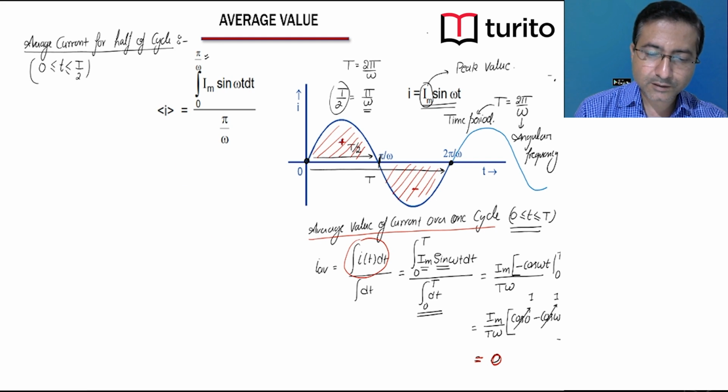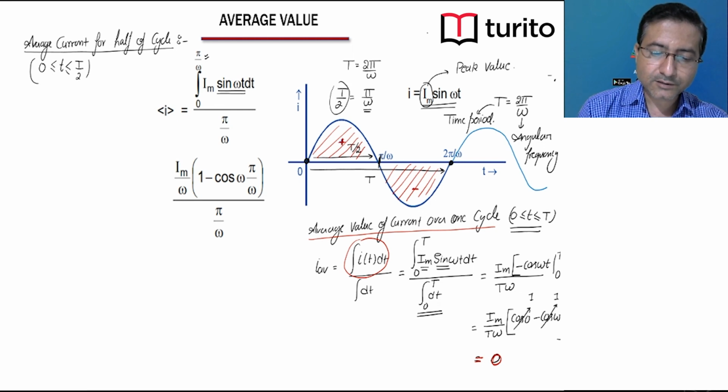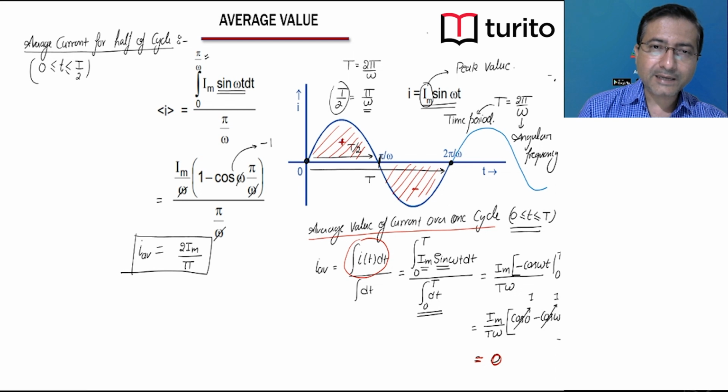If you integrate this, the integration of sine will be minus cos, lower limit minus upper limit, you are going to get this. Here omega will get cancelled out, and you can see cos pi is minus 1, this minus and this minus will give you plus, omega getting cancelled out, and we are getting 2 Im by pi as the average value of current. So I can say the average value is 2 by pi times the peak value. Average value is 2 by pi times the peak value.